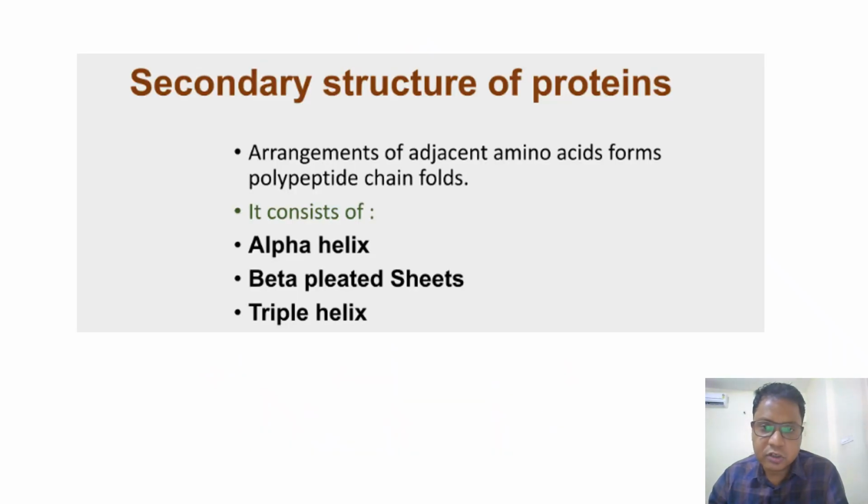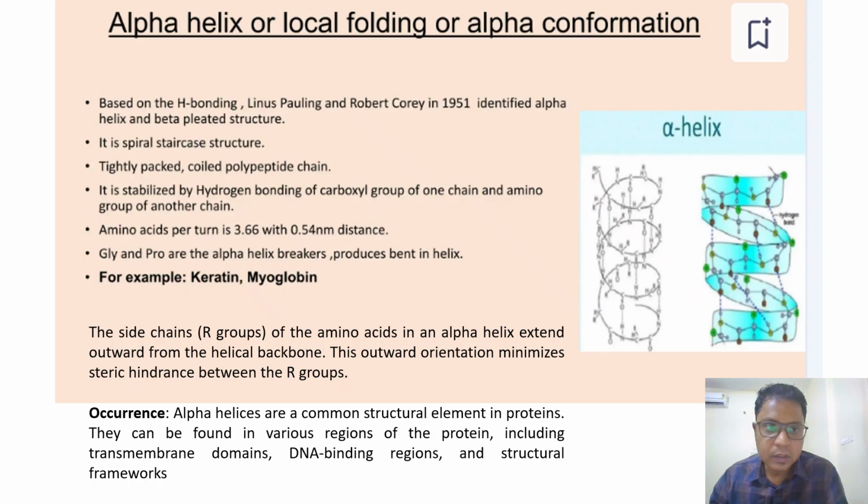The secondary structure of protein. The arrangement of adjacent amino acids forms polypeptide chain folds. It consists of alpha helix, beta pleated sheets, and triple helix. So what is the alpha helix, or local folding, or alpha conformation?